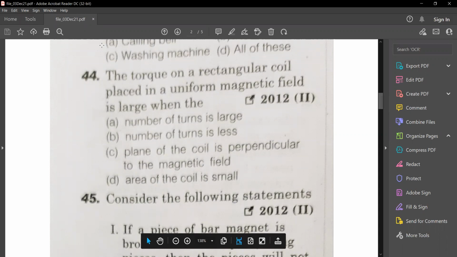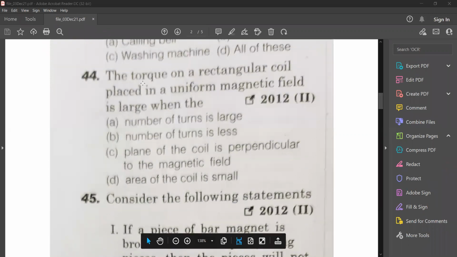So which is the correct? Torque on a rectangular coil placed in a uniform magnetic field is large. In which case? So read the options and comment the answers, all of you. Torque on a rectangular coil placed in a uniform magnetic field is large, whether it is when number of turns is large, number of turns is less, plane of the coil is perpendicular to the magnetic field, or whether area of the coil is small. So what is the correct answer?